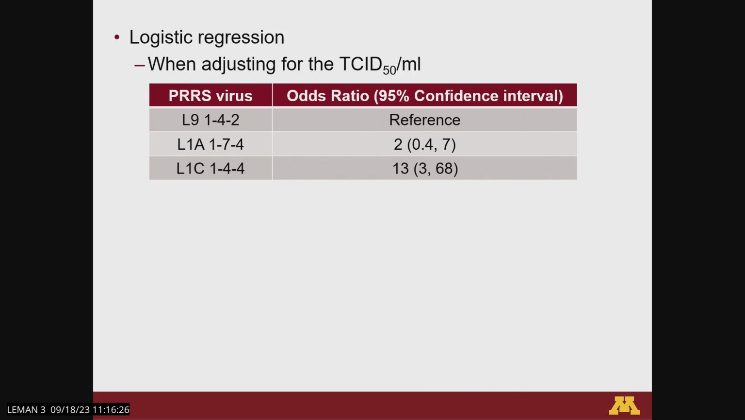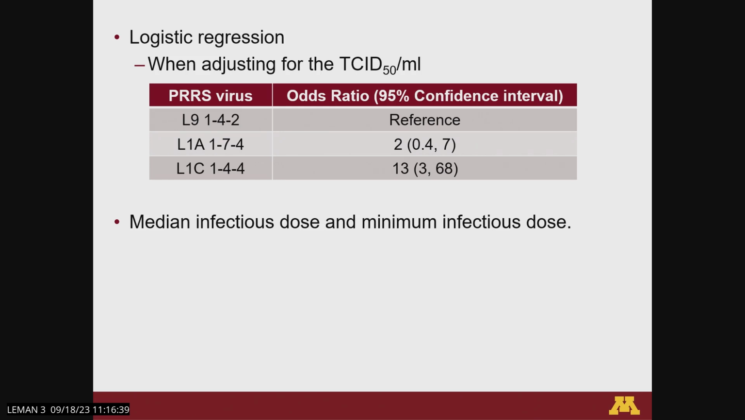Meanwhile, let's check the 144. Those animals challenged with this variant were 13 times more likely to be positive at day 4 post-challenge. Let's check now the probit model, for the ID50 and the minimum infectious dose.